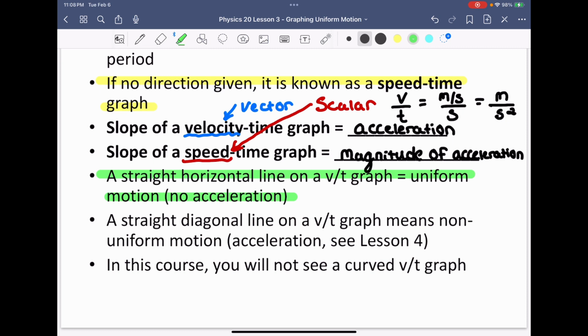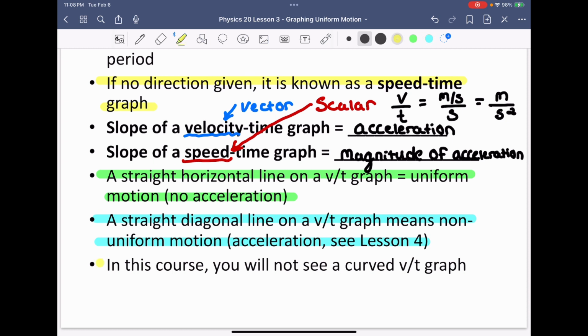Now, in terms of a straight diagonal line on a v versus t graph, this just means that there is non-uniform motion, and we're going to see lots more of this in lesson 4. Just like I said, when we deal with our first lab, we don't want to get super obsessed with the material around acceleration, but when we move on from lesson 3 to 4, we're going to see lots more of this, so just be aware that you're going to see that.